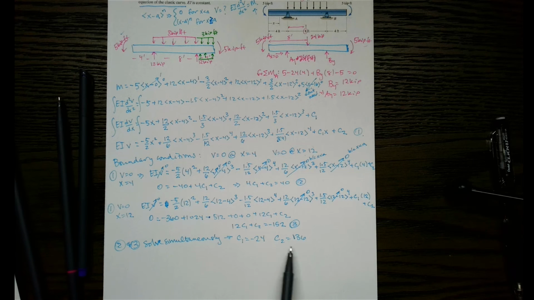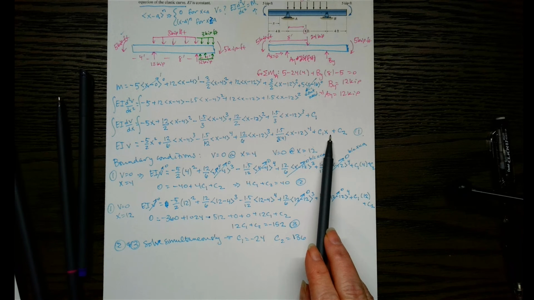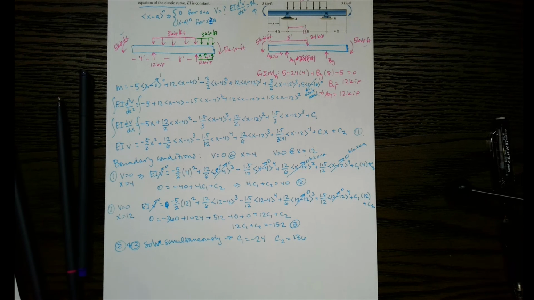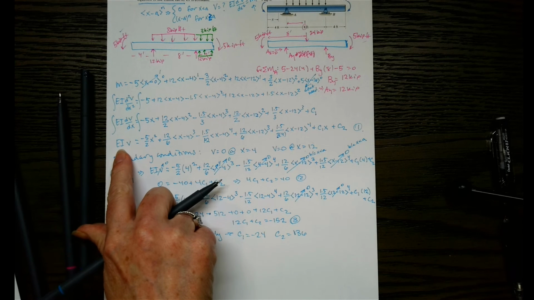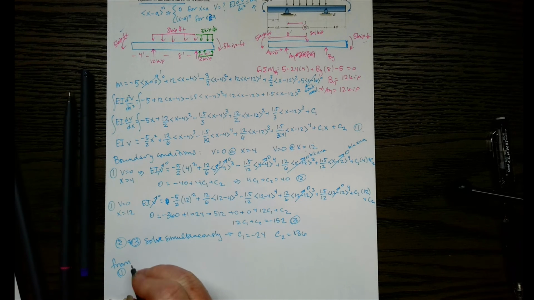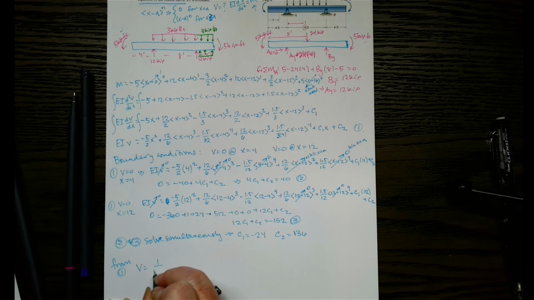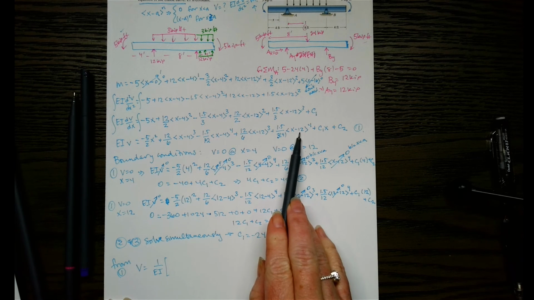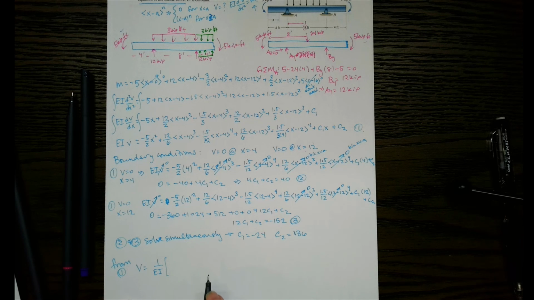And now that we finally have those constants, we had to do all that work just to get these constants. Now we can go back up to our equation 1, plug those constants in, and solve for v. And then that gives us our equation for the elastic curve. Okay, so from equation 1, we're going to divide through by EI. So v is going to be 1 over EI. And then basically we just write out this and include our new constants.